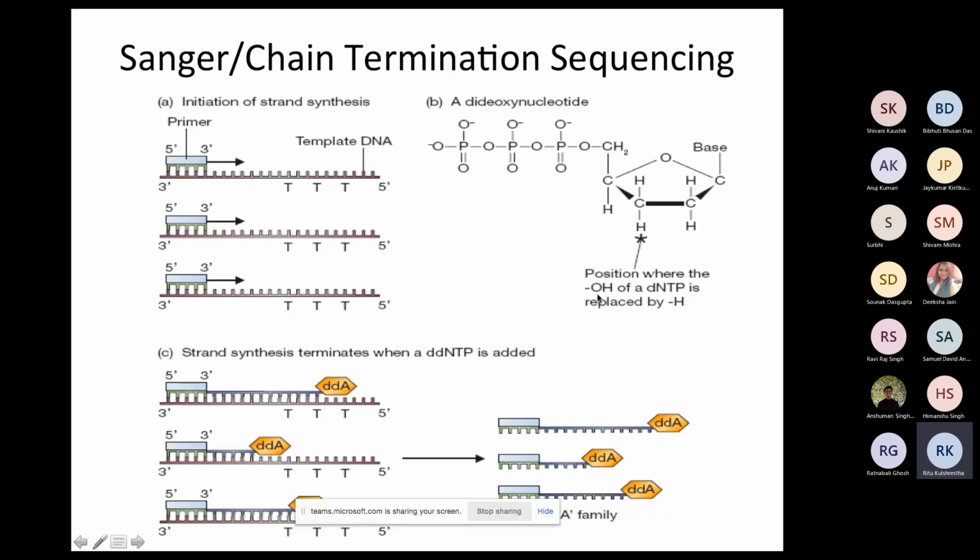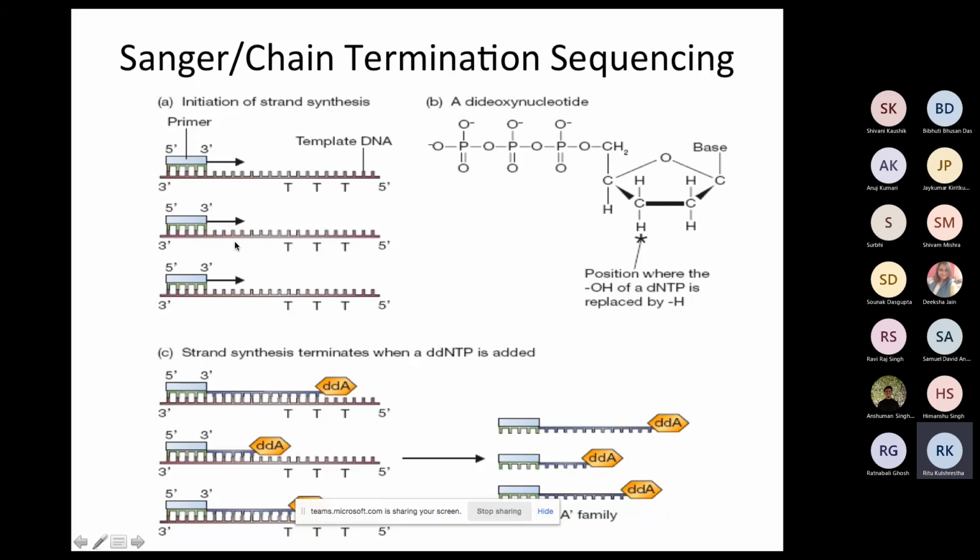In one tube, I have added ddATP. In this particular reaction, I will have different sizes of the PCR products, all of which end in ddATP, I mean A, which is complementary to T. So I will have one fragment which ends here, another which ends here, and another which ends here. I should also mention that the ddNTPs that we add are radioactively labeled.